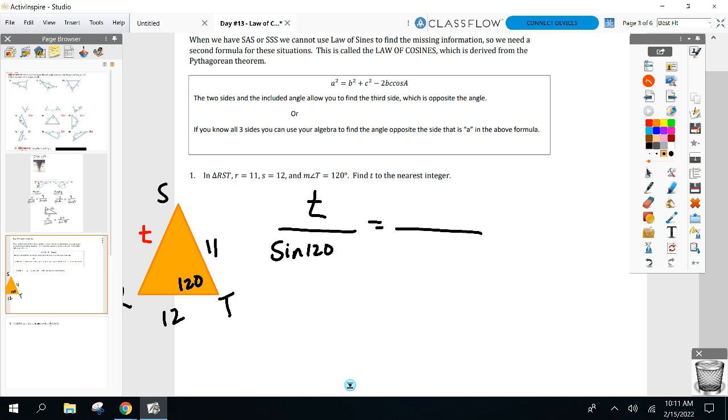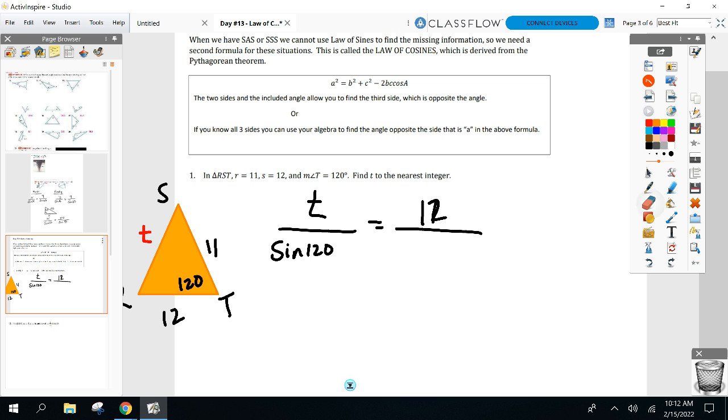Go ahead, pick another side for me. Pick another side. 11. Problem? You see the problem? There's no angle across, and I'm not going to find it. I could also put a 12 here. Does that even matter if I put the 12 instead? I don't even know the angle across. So you see how now law of sines is pretty useless to me. Pretty useless. Okay, so I just can't use law of sines for everything, unfortunately.